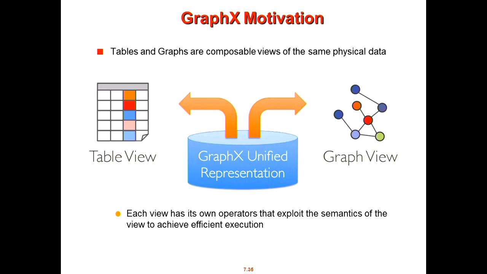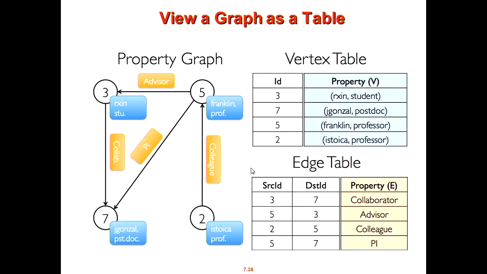If it's a graph relevant problem, you use graph view for the data. If it's general purpose, you use table view for the data. And each view has its own operators. Let's look at one example.